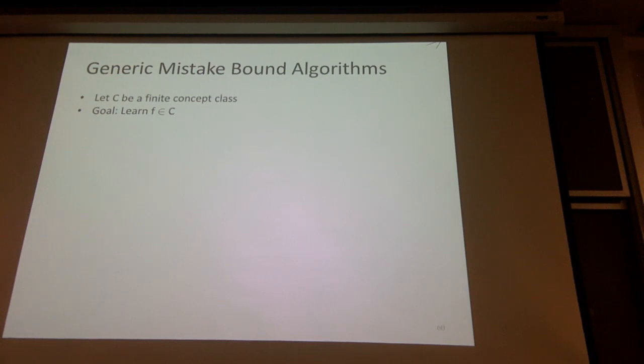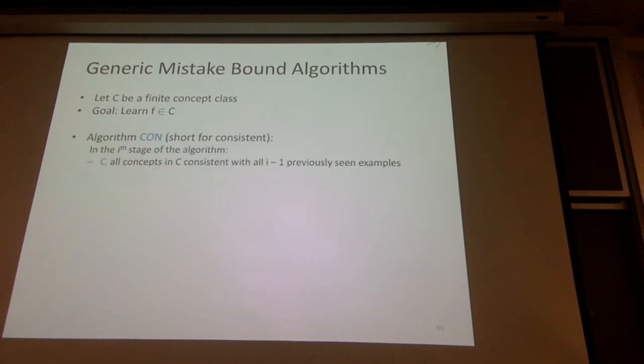Let me give you an example. The way I'm going to set up is I'll first define a concept class, a Boolean, and then I'll show you an algorithm which is not a mistake bound algorithm, and then I'll show you a generic mistake bound algorithm for the same concept class. Just to show you that not all algorithms are mistake bound. So let's say that we have a concept class C, and the goal is to learn this function f that's inside C. I'm going to define an algorithm called Con, which is short for consistent, and this algorithm is not a mistake bound algorithm, but it's going to learn the function.